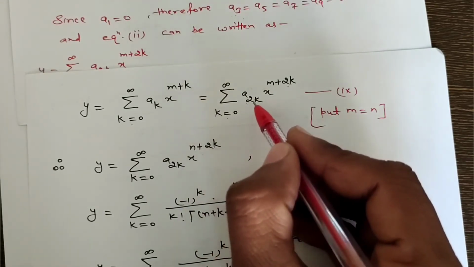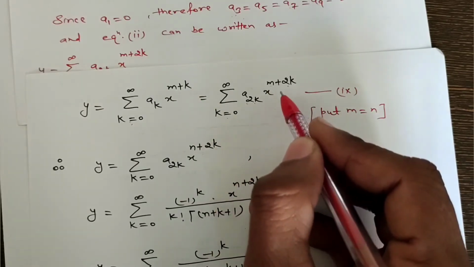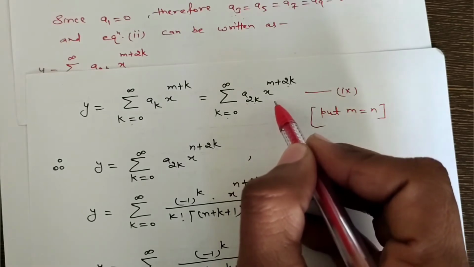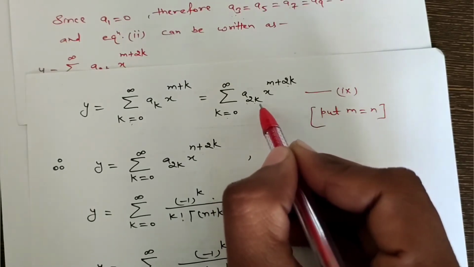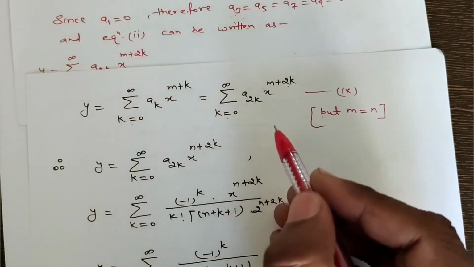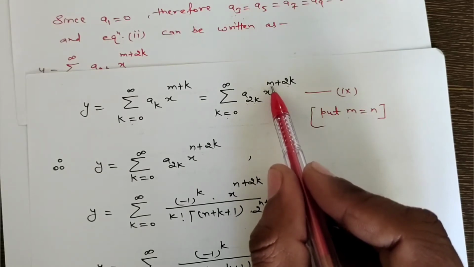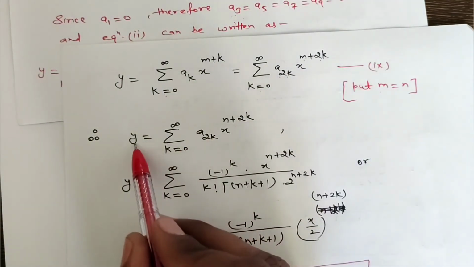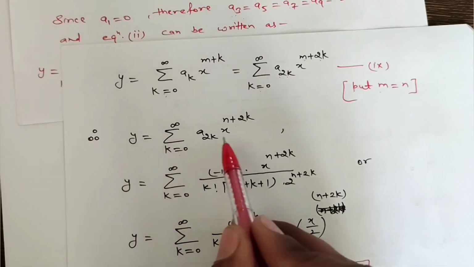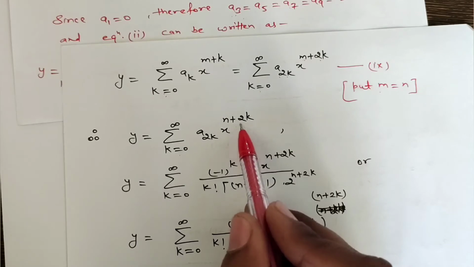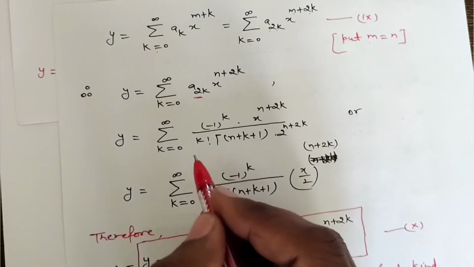Because when k is 0, it will give you a naught. When k is 1, it will be a2 times this term. When k is 2, it will be a4 times this term. So there is no a1, a3, a5. That is, there is no odd coefficient involved, because all odd coefficients come out to be 0. This case we are discussing for m equals n, so you can put m equals n here. So that will be y equals summation over k going from 0 to infinity a2k x raised to power n plus 2k.